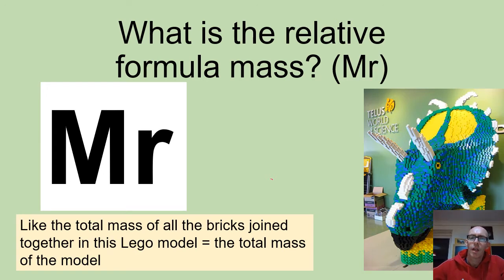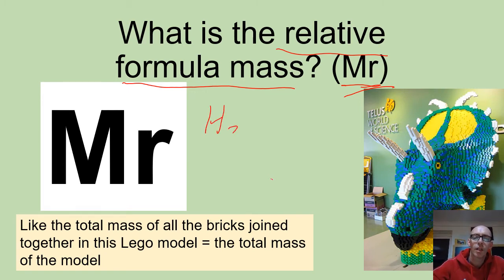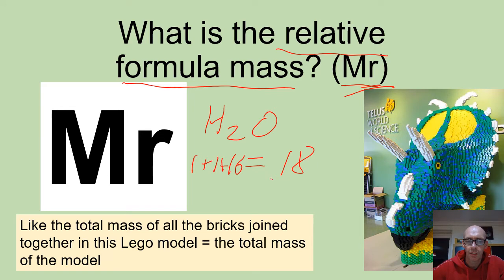So the relative molecular mass, or the relative formula mass, the MR, is the mass of a molecule. And we've just done a minute ago, right at the start, H2O is 18. And that's because 1 plus 1 plus 16 equals 18. Sorry about my writing. The drawing pad on this computer is not quite as good.